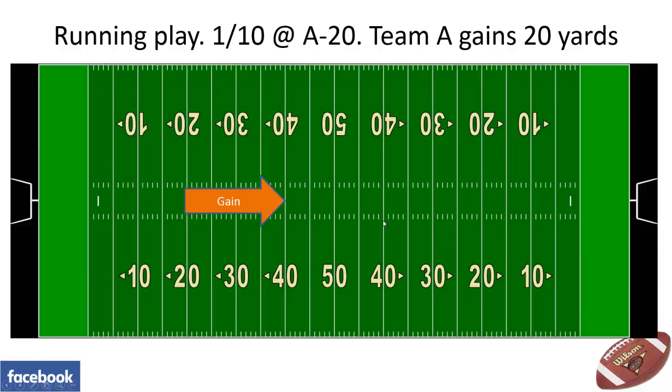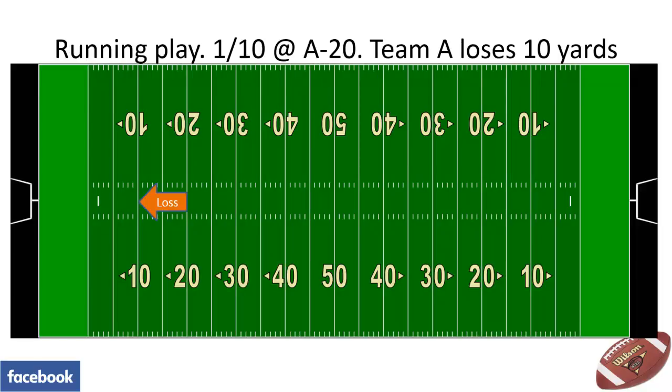Now consider a running play where Team A starts at the 20-yard line. It's 1st and 10 at the A20, and they lose 10 yards. So the end of the play is the A10. But because it's a running play where Team A loses yardage, the basic spot would be the previous spot. So the basic spot would be the A20 on this play.